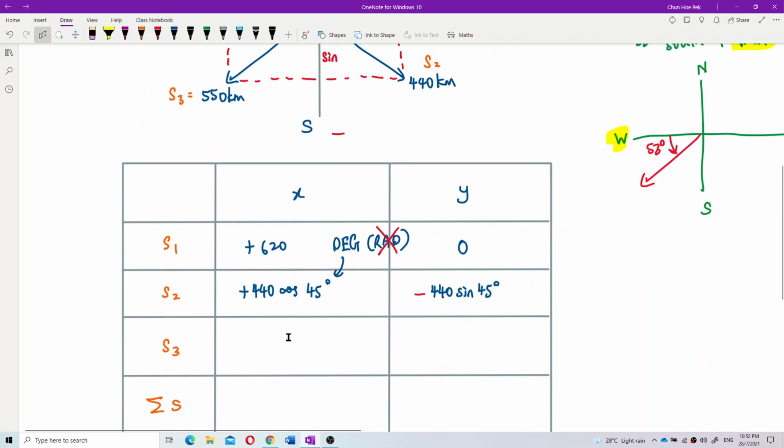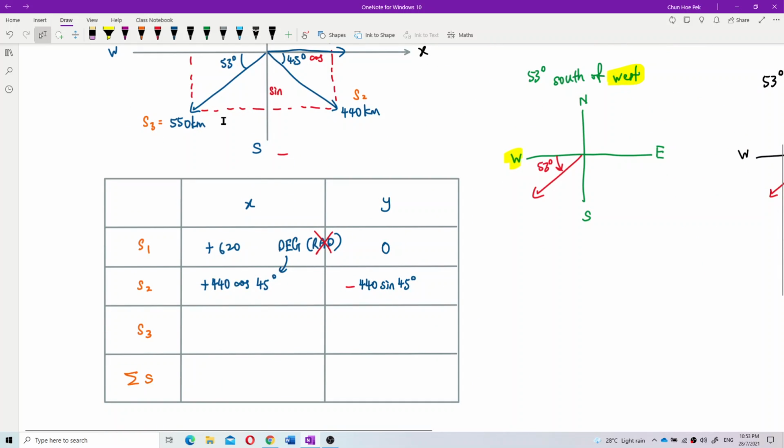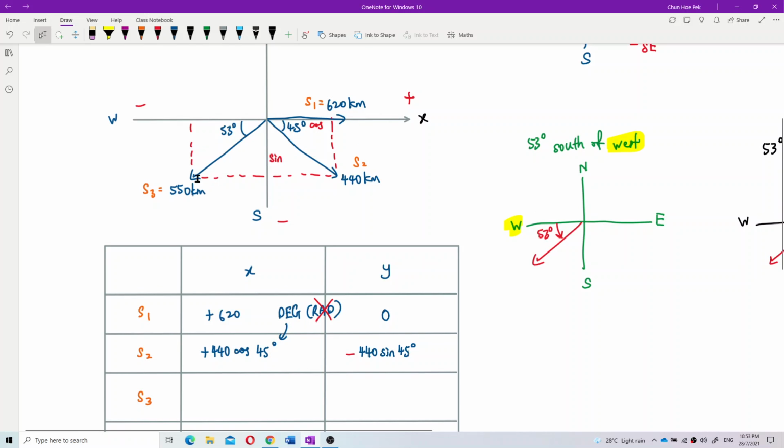Now let us look at S3. S3 is going here. So what about the x component? The x component is adjacent to the angle, so adjacent we use cos. And then the y component is opposite to the angle, so we use sine. Or you can say, got angle cos, no angle sine. So let us derive out the x component.